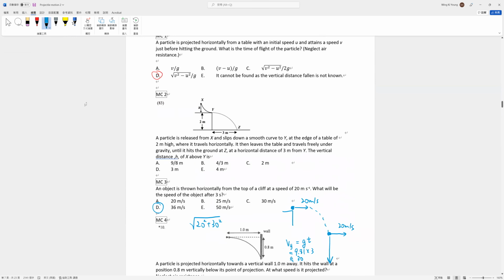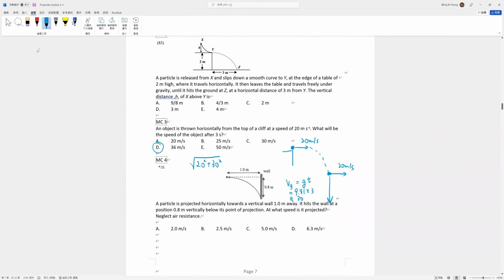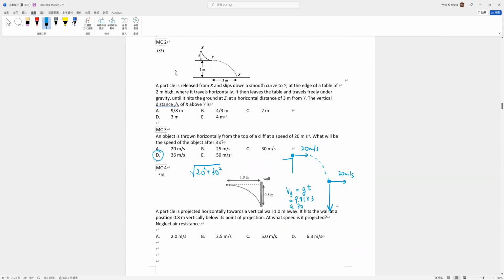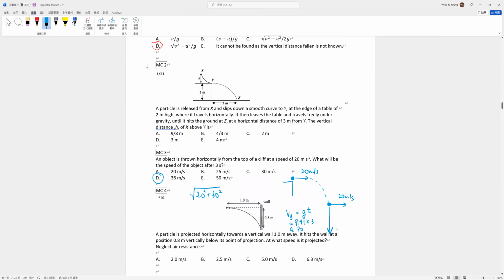I hope these questions are simple. You can do the remaining two by yourself. But for MC number 2, you also need to use the knowledge of energy. Then let's move on.